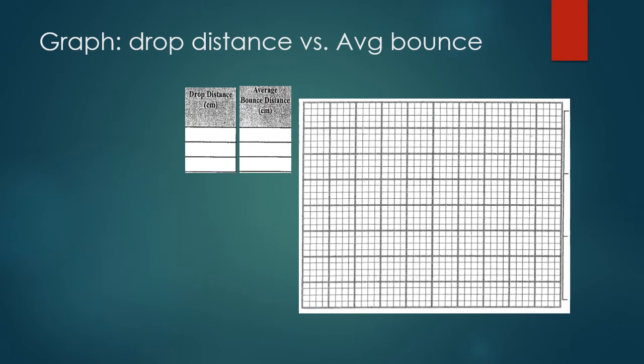Next, what we're going to do is take the drop distance column of data table 1 and the average bounce distance column of data table 1, and we're going to graph it. So you can see I have a little cutout of the graph paper on the slide here. Now I do have graph paper posted on Blackboard, which you can go ahead and print off and use, or you can buy graph paper, whatever your choice is. I have two separate options depending upon what your preference is.